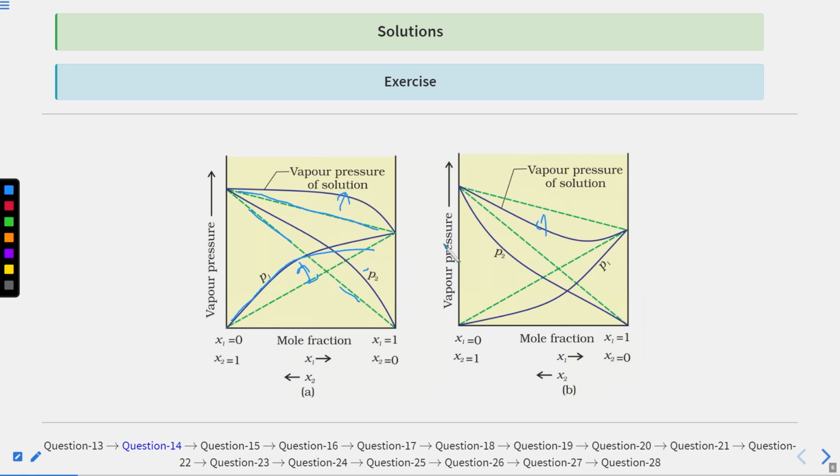Here also you can see, this is called positive deviation. In this case we can see that there is a negative deviation, that the pressure being observed is smaller than the pressure predicted according to Raoult's law.